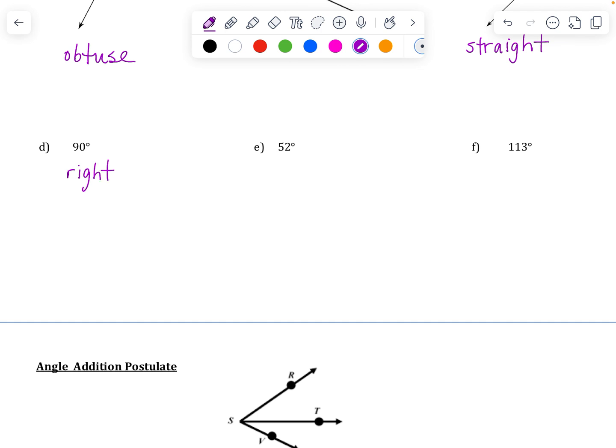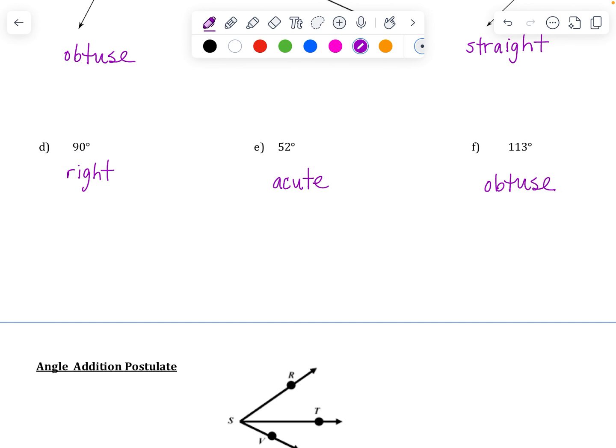Whereas in example E, if you were asked to classify something that was 52 degrees, you know that's less than 90, so you would call that an acute angle. And in example F, since that is bigger than 90 degrees, we would call that an obtuse angle.